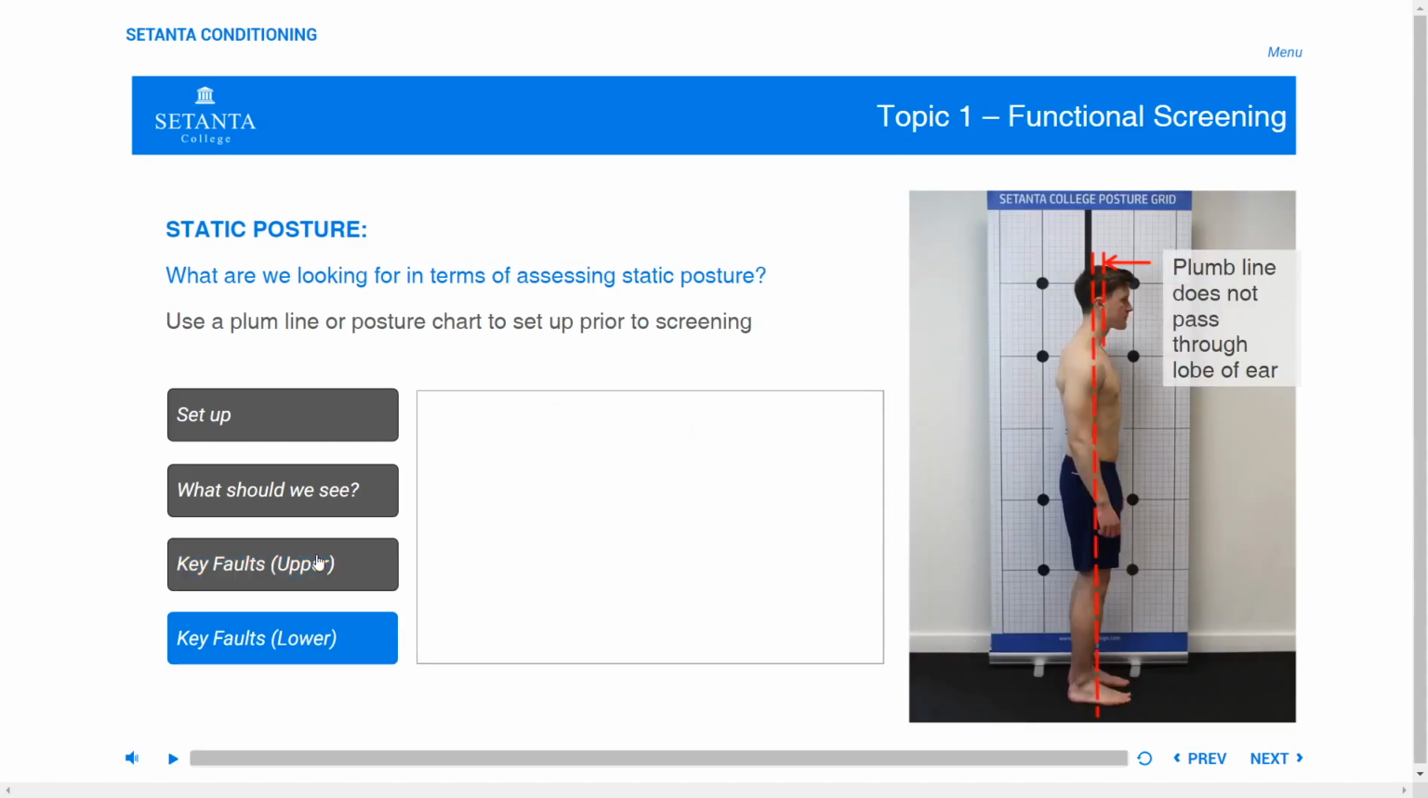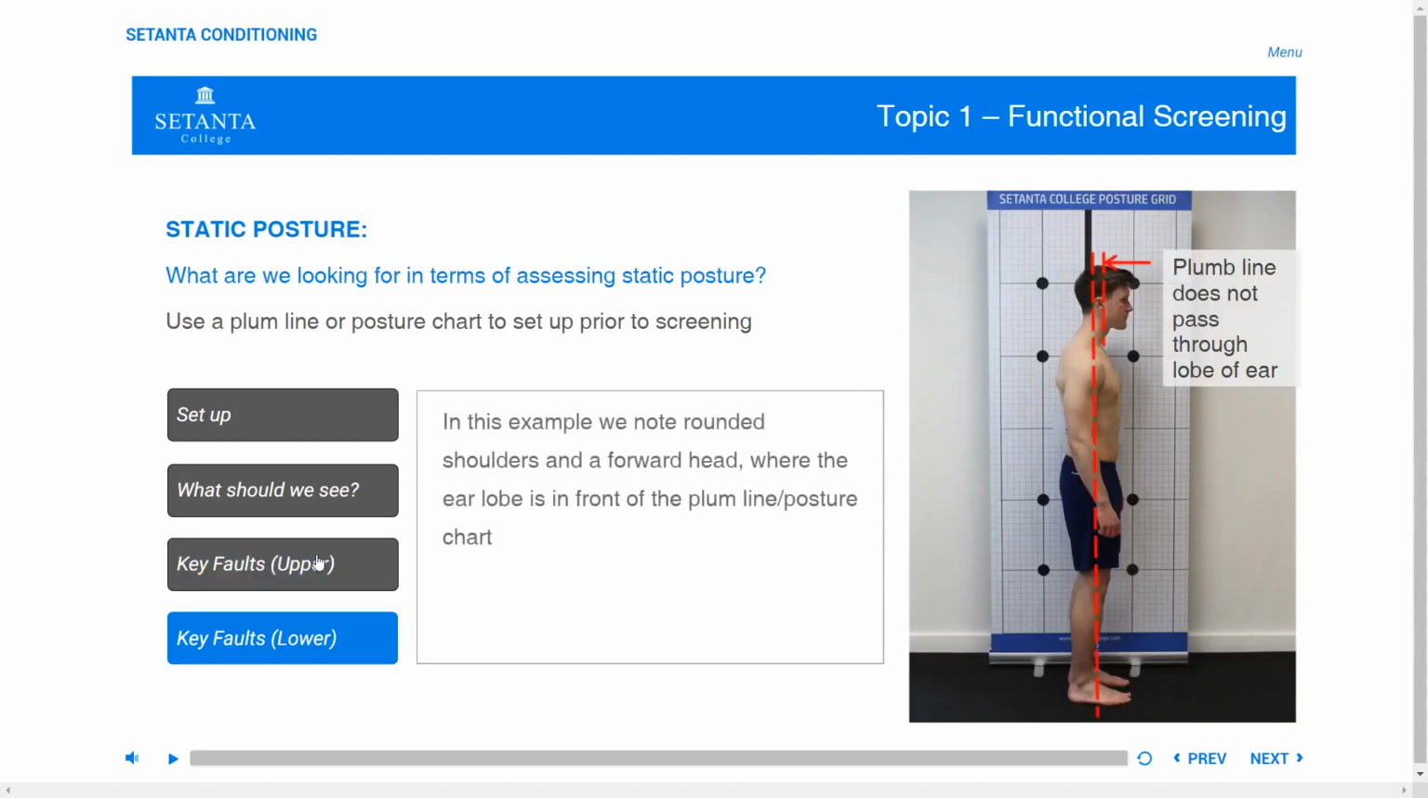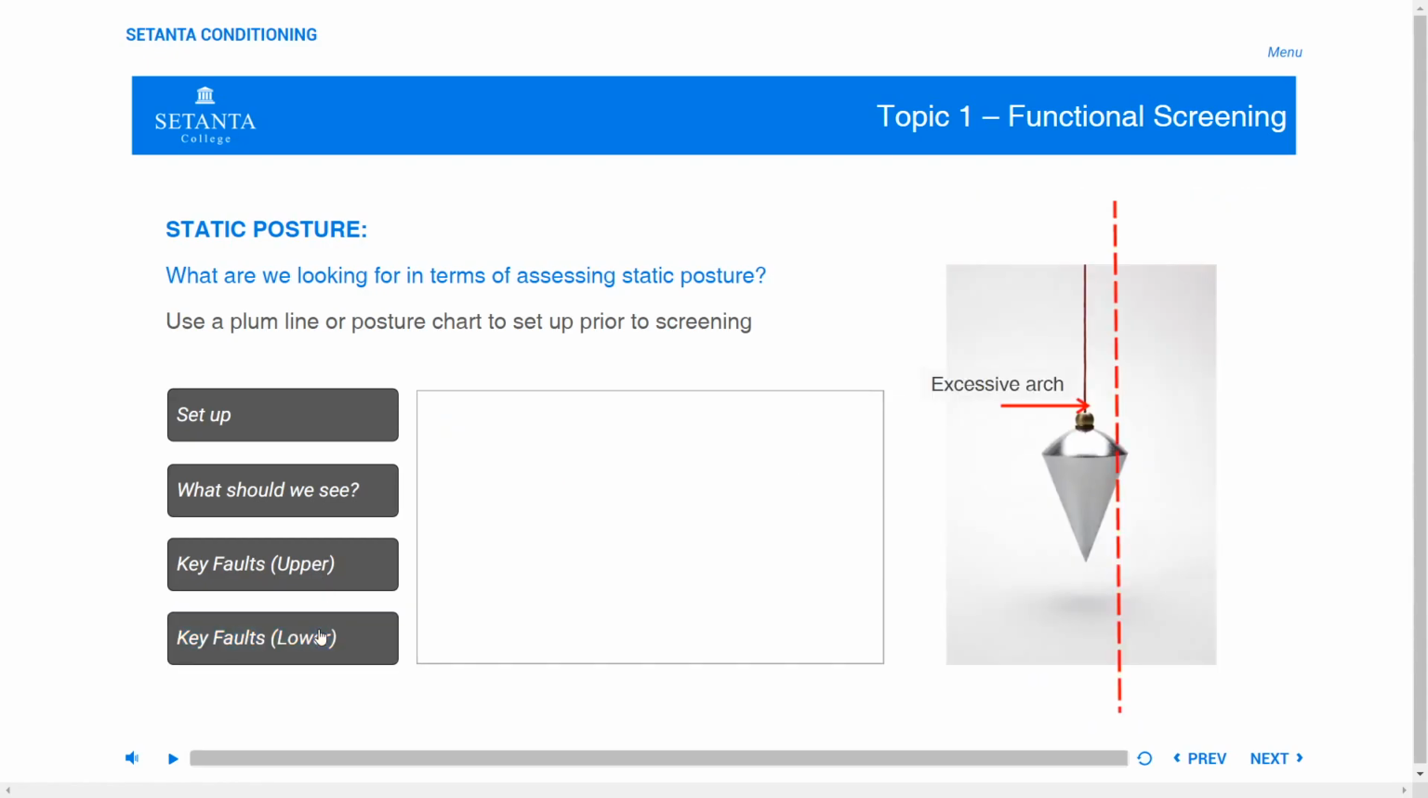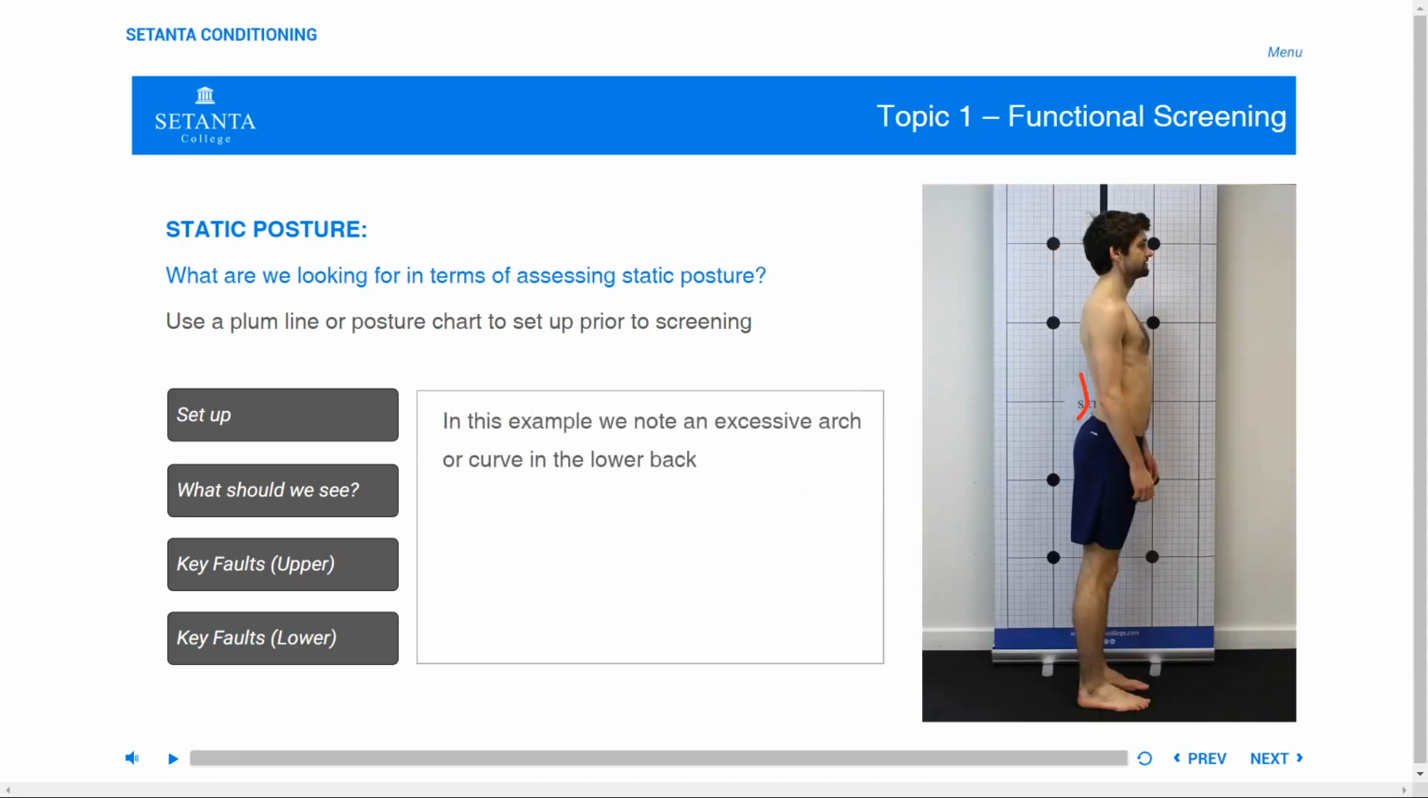Key faults for the upper body. In this example, we note rounded shoulders and a forward head, where the earlobe is in front of the plumb line. Key faults for the lower body. In this example, we note an excessive arch or curve in the lower back.